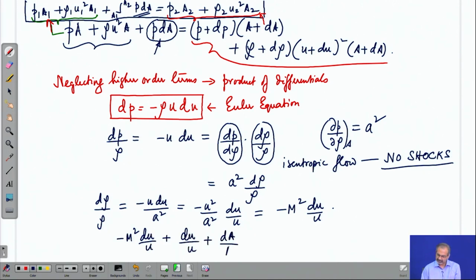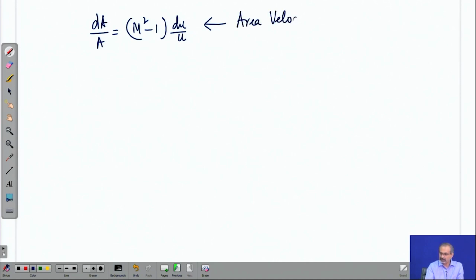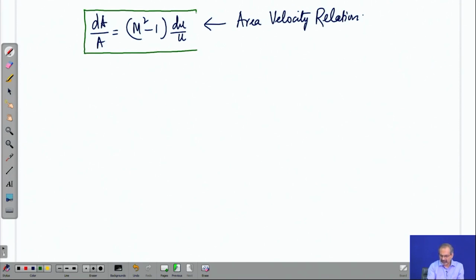Plus dA by A. This is what you are going to get from the continuity equation. If you rearrange, what will that give you? It will give you a very, very important relation used for quasi one dimensional compressible flow. This is what is called the area velocity relation. Why is it so very important? Because it is going to tell you that as you change the area of that stream tube, how is the velocity going to change depending on the local Mach number of the flow.